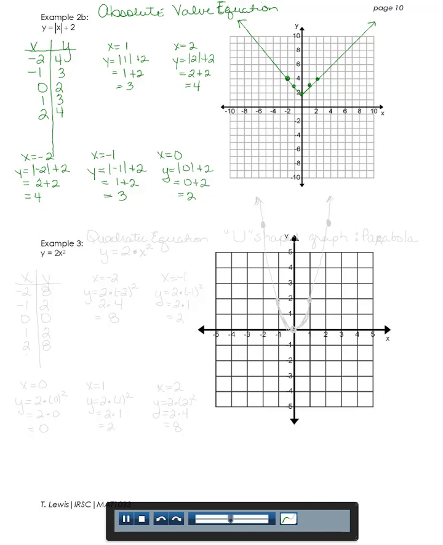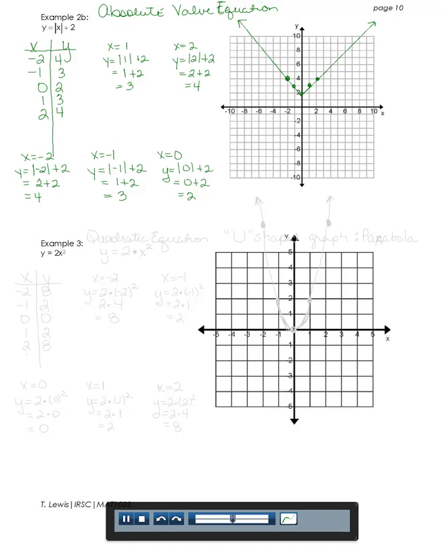All right. Just so that you can see that and be able to identify these. Look at example 3. We have 2x squared. And here again, for the sake of you seeing what it looks like, we're going to plot 5, and we're going to use the same points: negative 2, negative 1, 0, 1, 2.